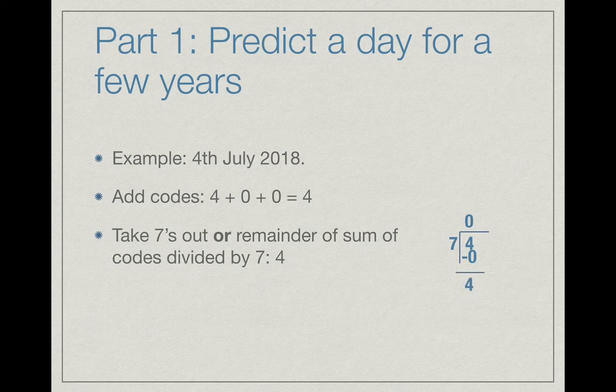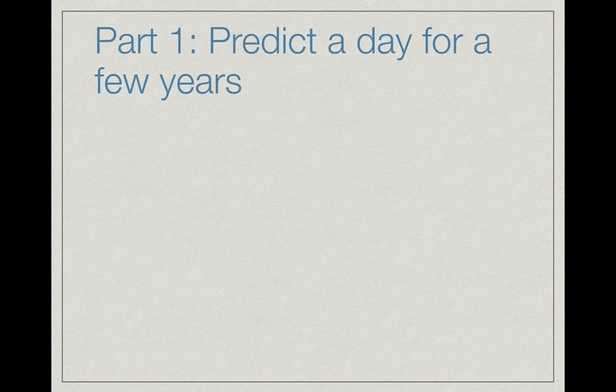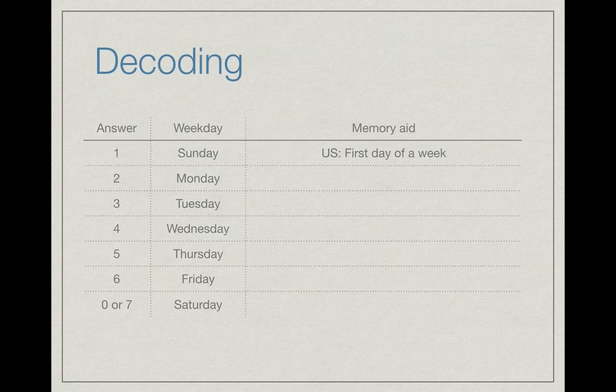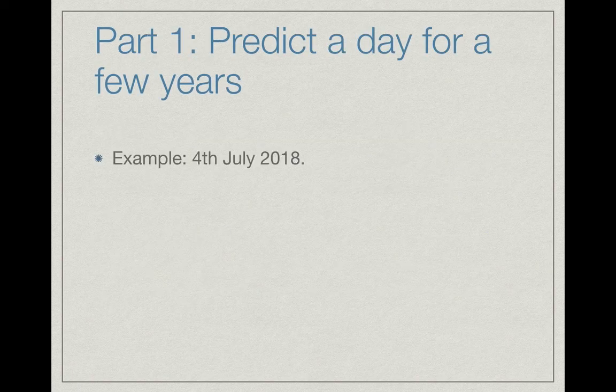So this is an easy example, but next slide will be a little bit complicated. So that's what the 4 comes in as a remainder, or the take 7s out. Okay, so now if we go back, that's your answer. 4 is the final decoding key, right? We need to convert that into weekday now. If we go back, 4, so that's Wednesday. So that's your answer.